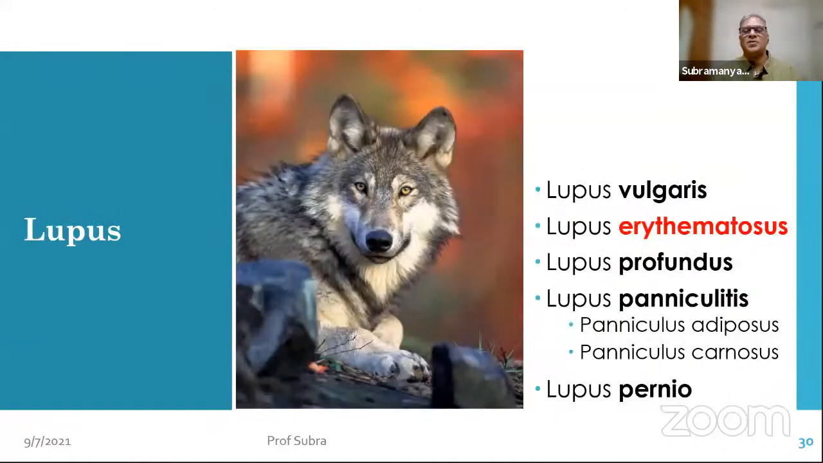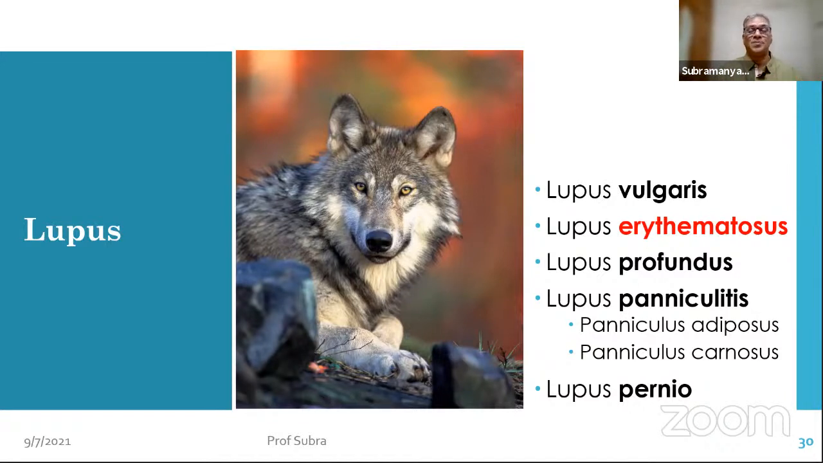Another animal which we are very familiar with in oral pathology is the wolf. The word for wolf etymologically is lupus. So we have a good number of words which are related to lupus. Like in case of tuberculosis, we have lupus vulgaris. Then we have lupus erythematosus, lupus profundus, lupus paniculitis, lupus perneo. In fact, paniculitis and profundus are probably all related to erythematosus. But lupus pernio is seen in sarcoidosis. Lupus vulgaris is a skin manifestation which you see in case of tuberculosis.